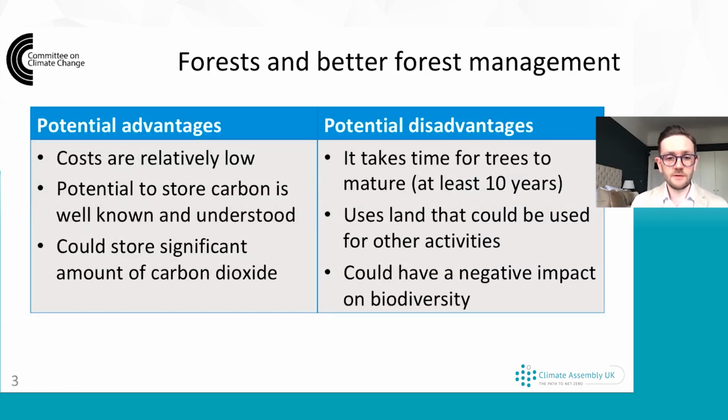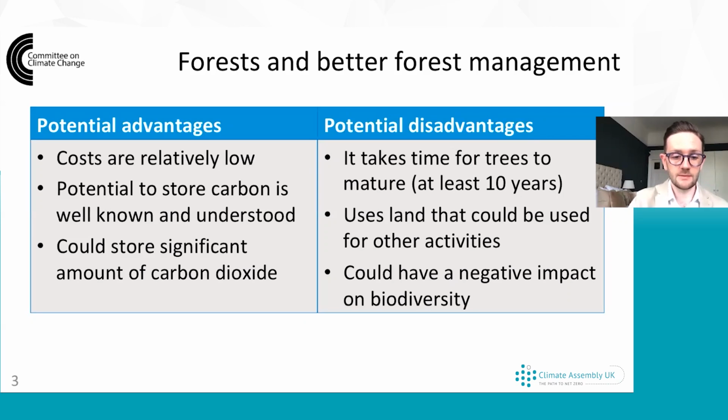If that's what can be done with forests and woodlands, what are the potential advantages and disadvantages of doing greenhouse gas removals in that way? Well, the costs are low. We understand very well indeed the potential to store carbon through that route, and we think it's possible to store a lot of carbon dioxide and lock that away in forests for a long time.